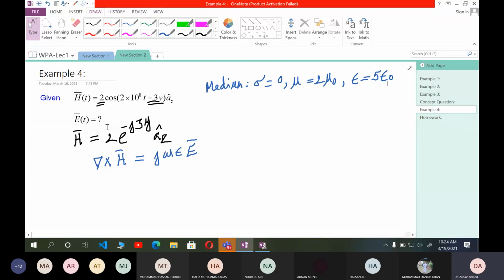So first we convert this into phasor form. Now we are using the Maxwell curl equation to find this electric field.